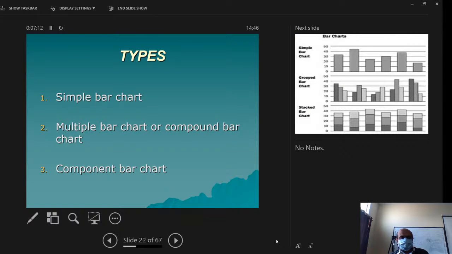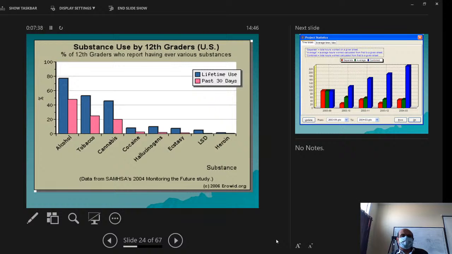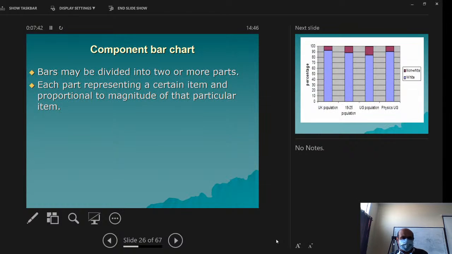The types are simple bar charts, multiple bar charts, and compound bar charts. So these are the different types of bar charts: simple bar chart, grouped bar charts, stacked bar charts, and this is a substance use example. This is another example of a bar chart.